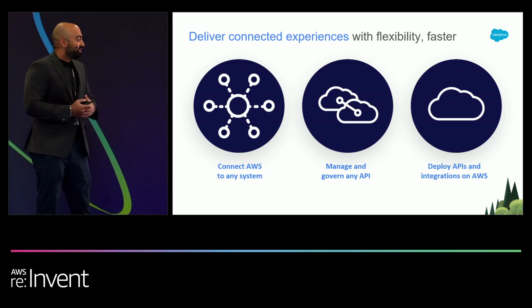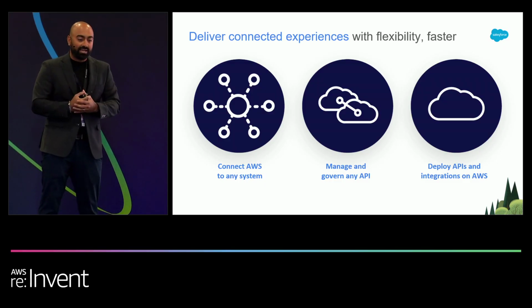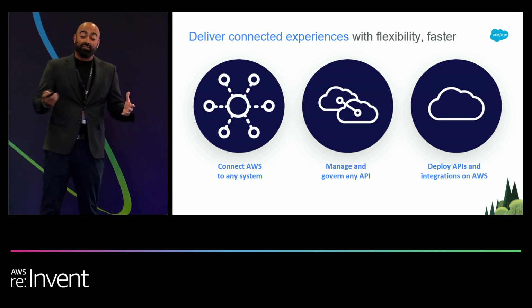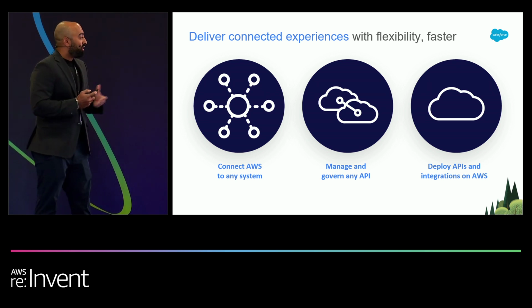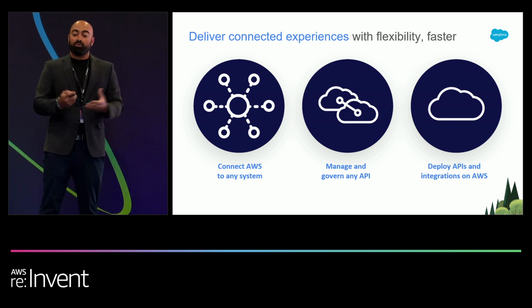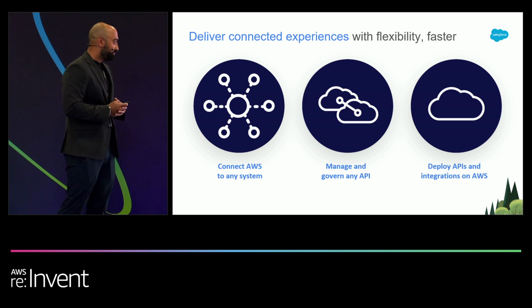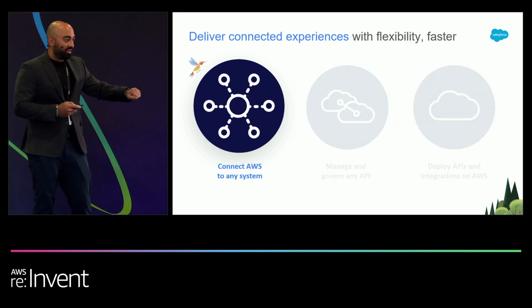So topics for today, we're covering three core topics. The first one, how to connect AWS to any system, essentially integration with AWS, and how you can simplify that. We'll be talking about how to manage and govern any of your APIs. And we're also going to be talking about how you can streamline deployment of your APIs and your integrations to AWS. So let's start off with a little bit of integration.